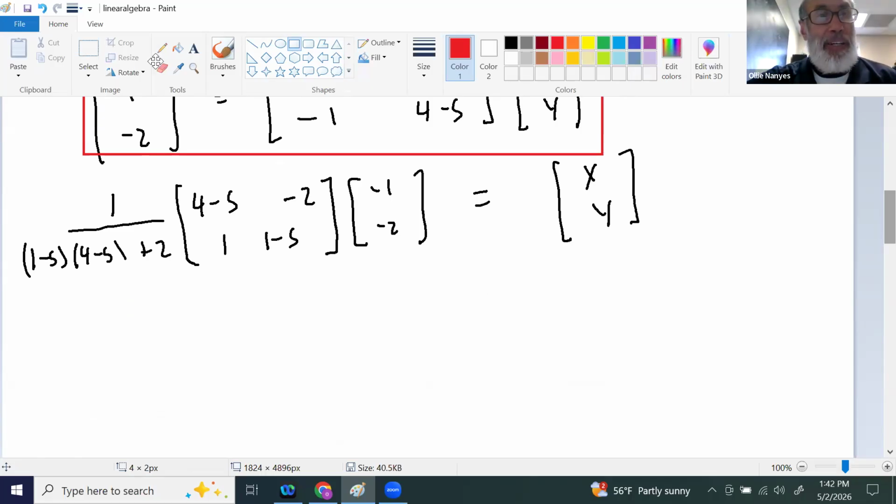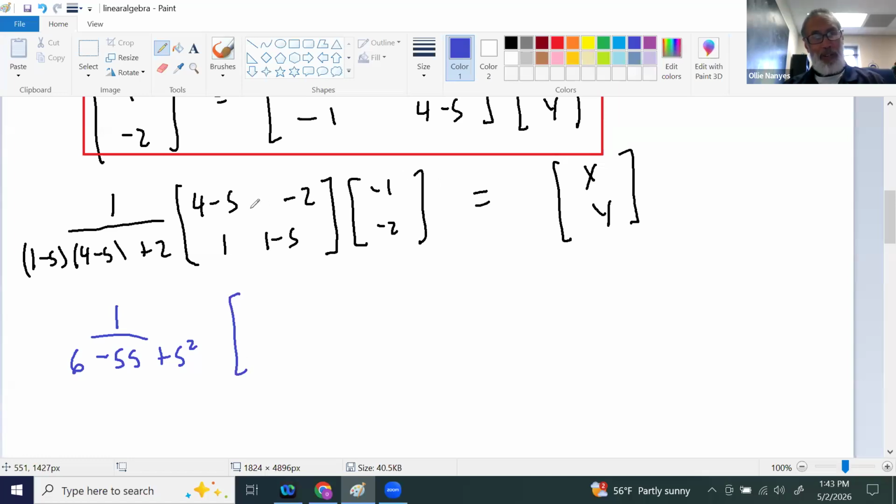And then let's finish up the solution here again. So this is 4 plus 2 is 6, minus 4s minus 5s, and plus s squared. And when we do this multiplication to turn it into a vector, we get s minus 4, and then minus 2 times the minus 2 is plus 4. And again, multiplying this, I get a negative 1 plus 2s minus 2.